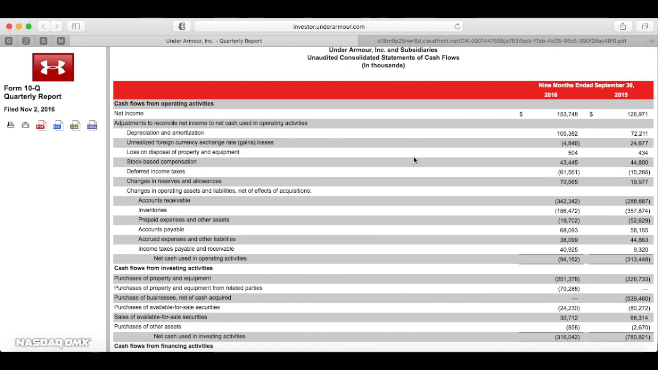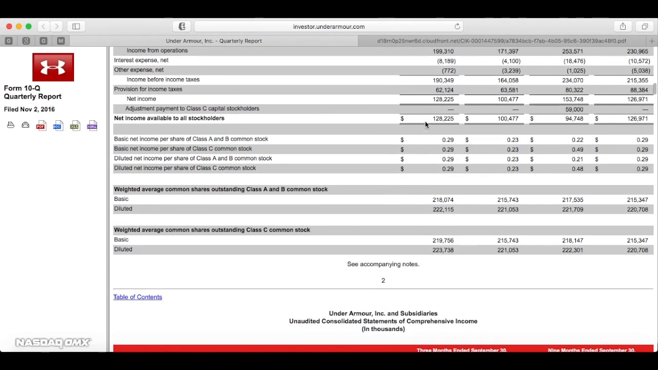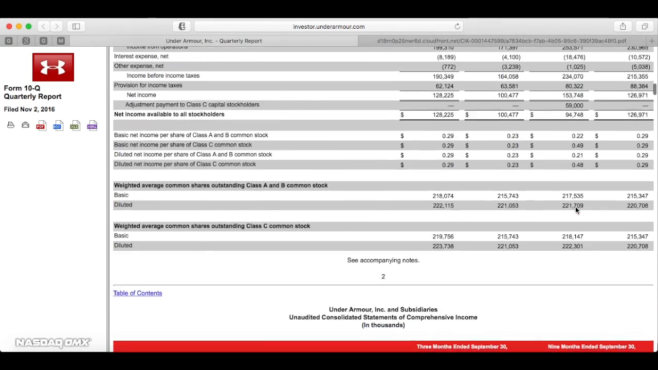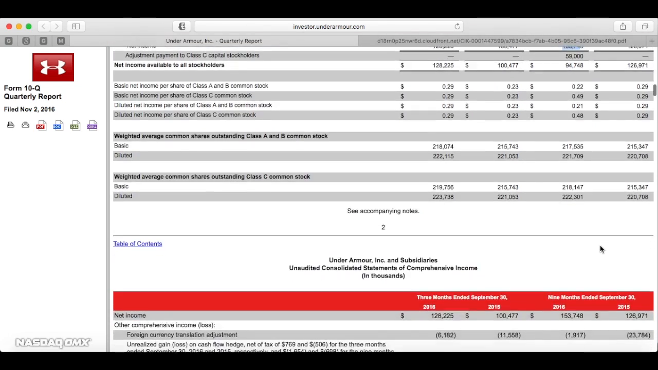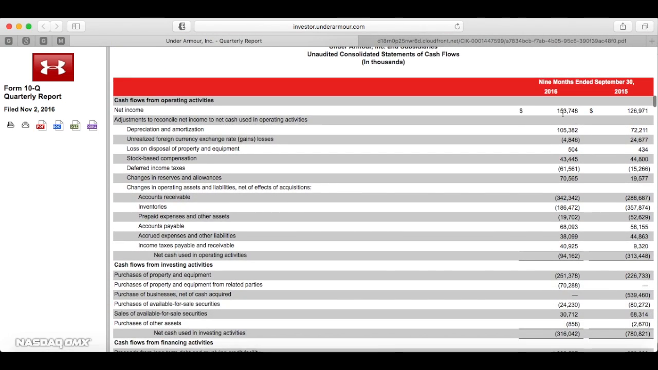Next thing, this is a statement of cash flows. So we pulled this net income number from up here. Actually, they're pulling the 9-month number down. So they're pulling this 9-month net income number down here. So now we have 9 months ended, and we have the net income for the previous 9 months in 2015, and now we have the 9 months in 2016 right here.